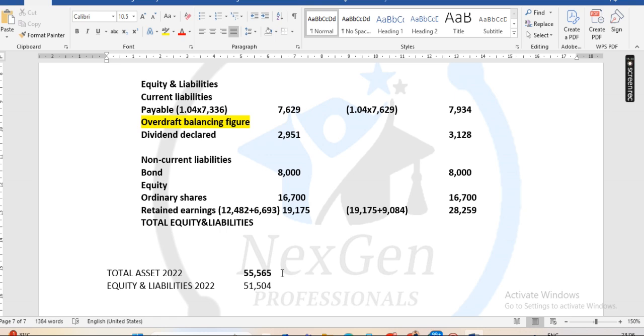Class, am I communicating? Total asset is higher. What is the difference, class? What is the difference? Balancing figure, cash balance. 4061. Forward.